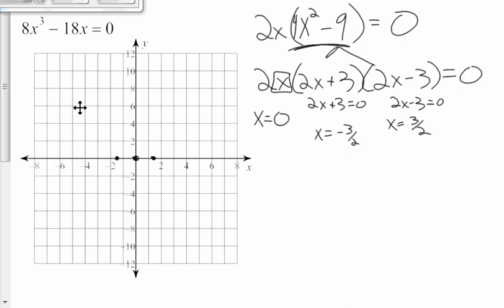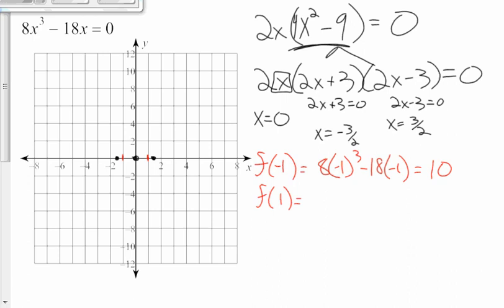Now for the halfway points, instead of going directly halfway, I'm just going to plug in negative 1 and positive 1, just to have a better idea of how high and low this thing goes. So I'm going to do f of negative 1, f of 1. So f of negative 1 would be 8 times negative 1 cubed minus 18 times negative 1. And that gives us a value of 10.